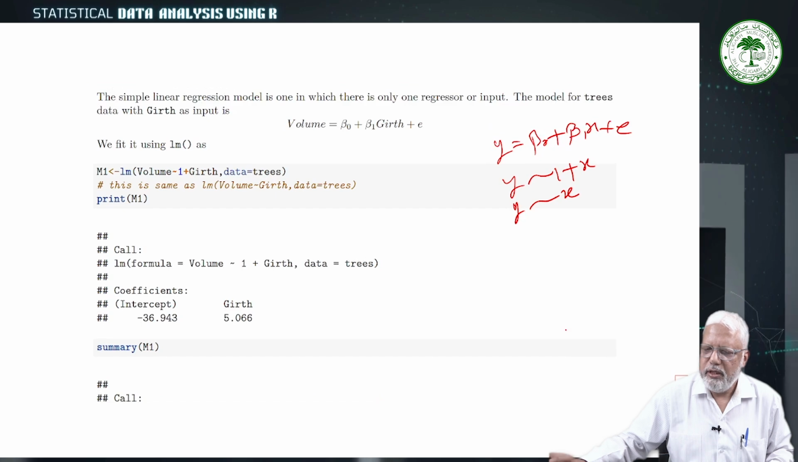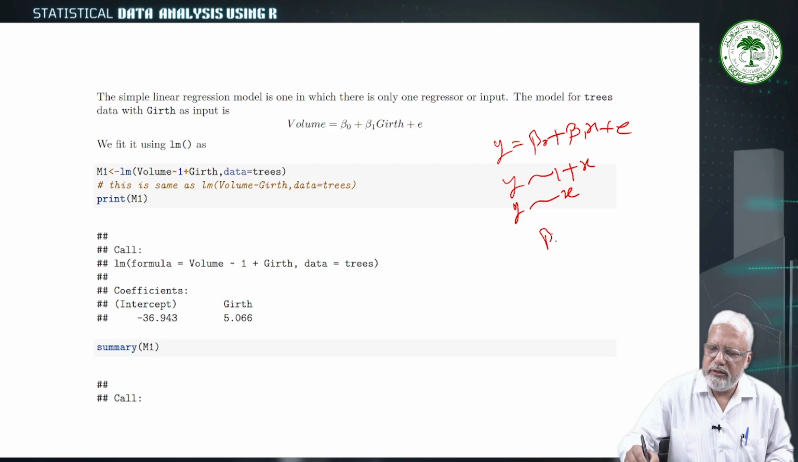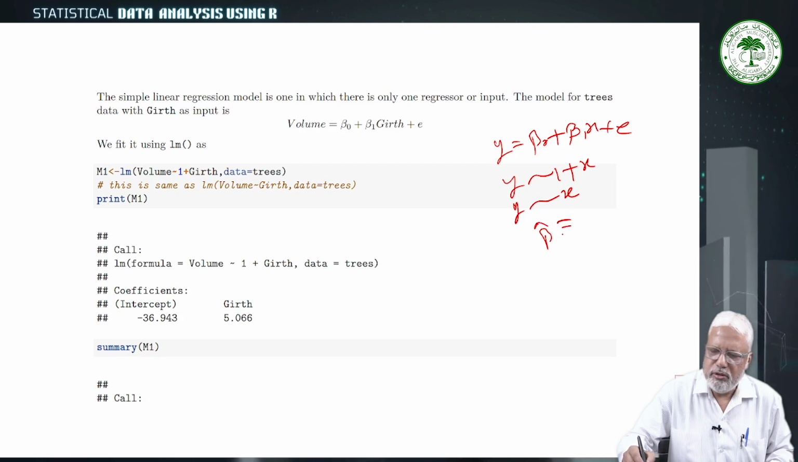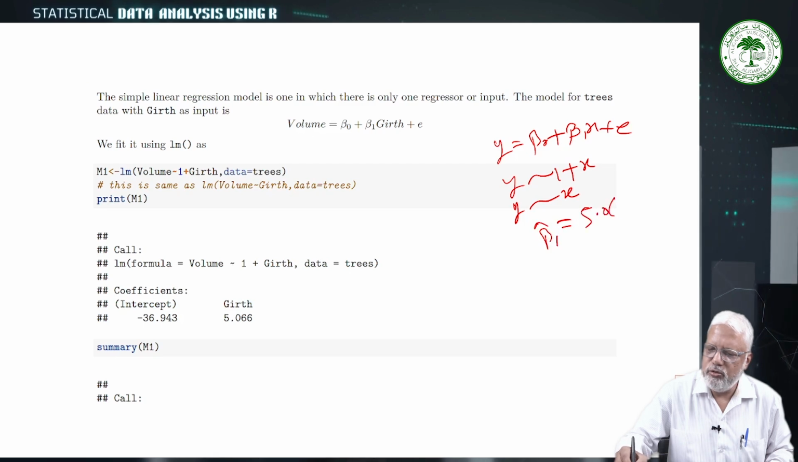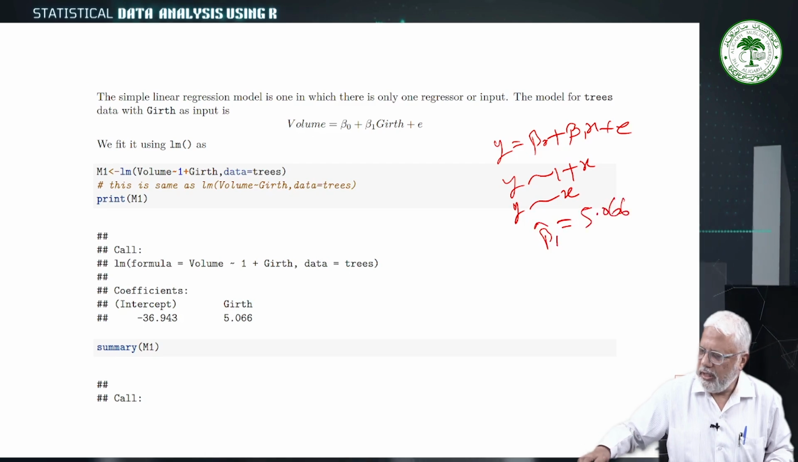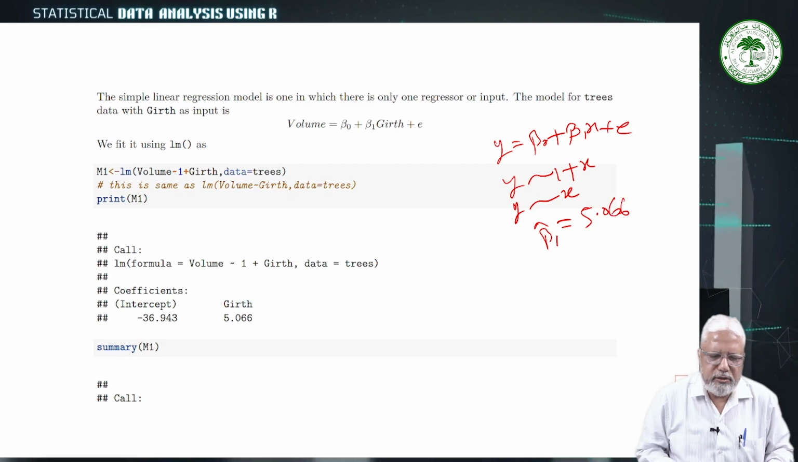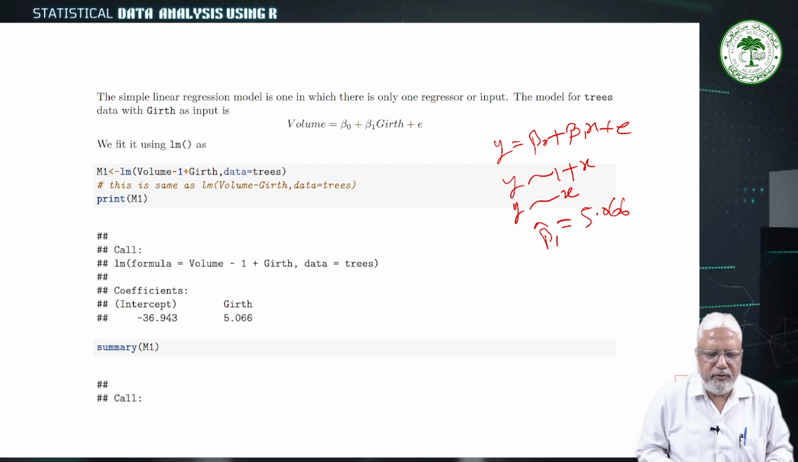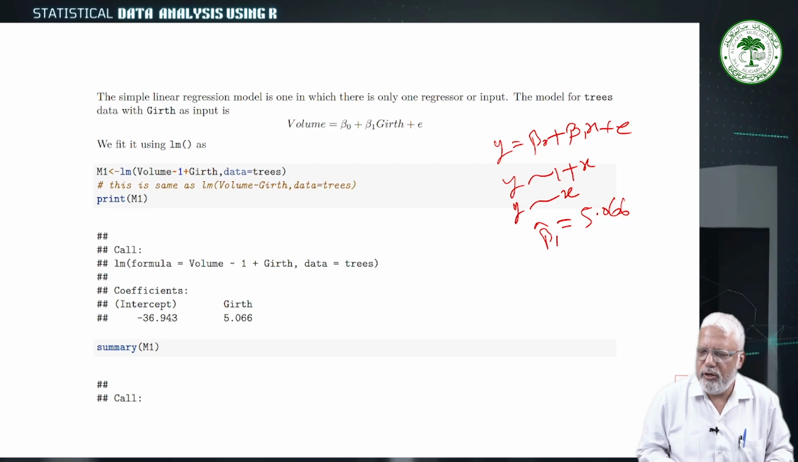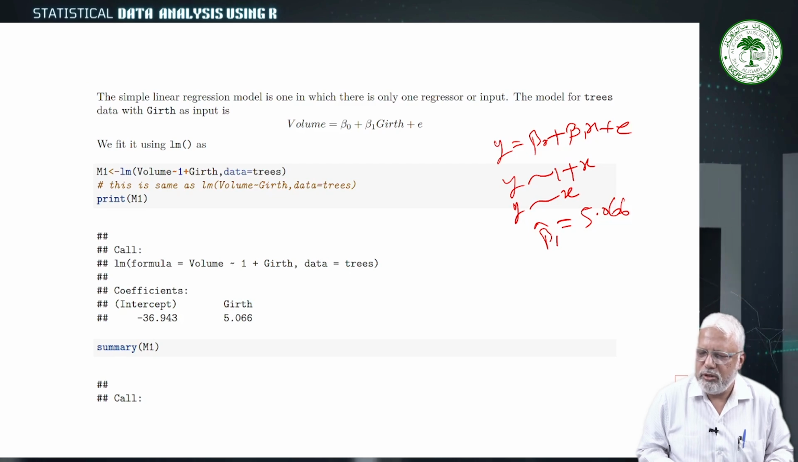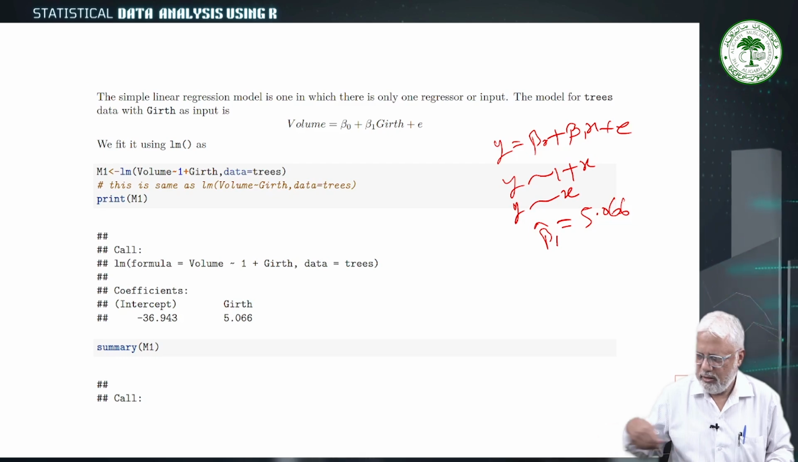Here beta 1 hat, this is the regression coefficient, is 5.066. That means, this is known as the regression coefficient. So for an increase of 1 inch in girth, there is an increase in the response, the volume, of 5.066 units. So this is the interpretation of the regression coefficient.